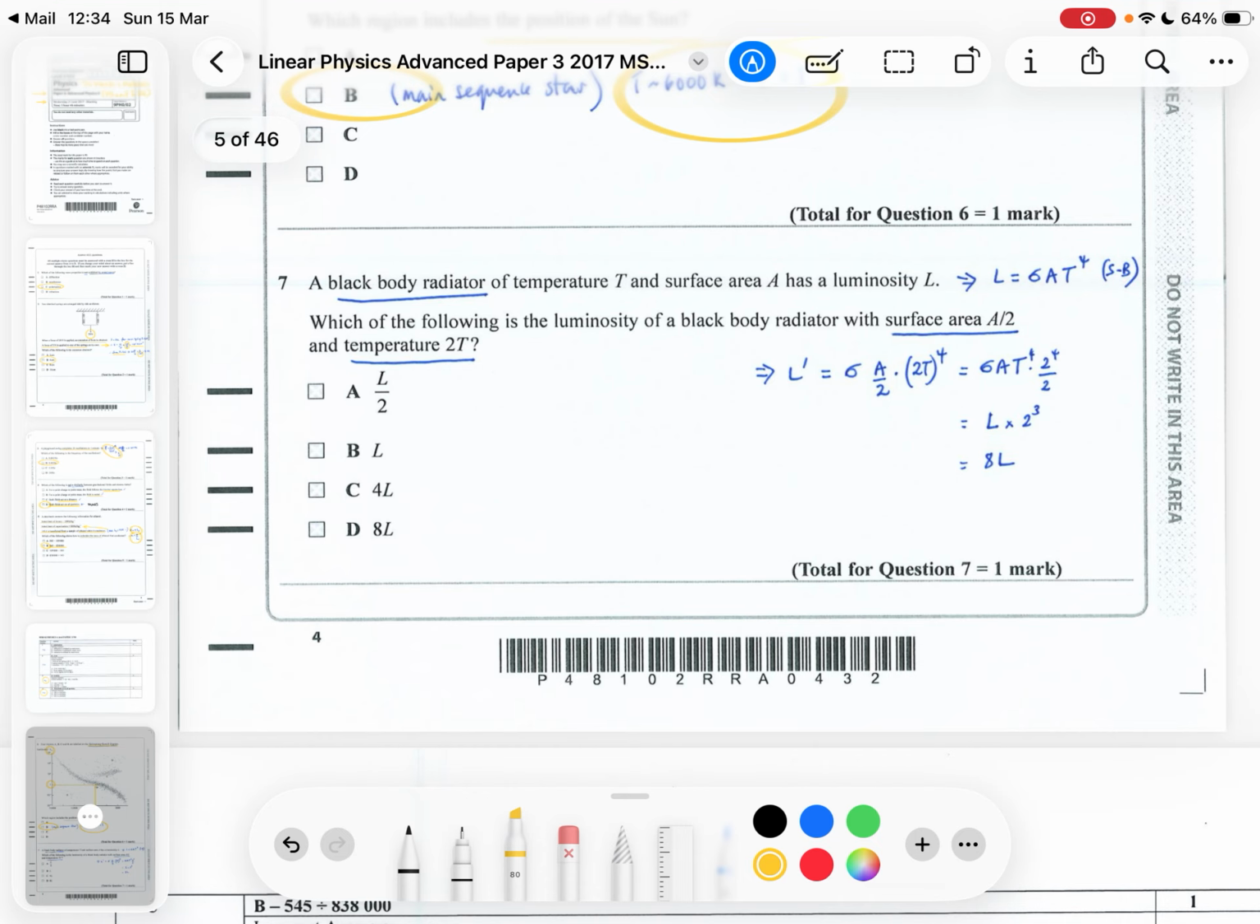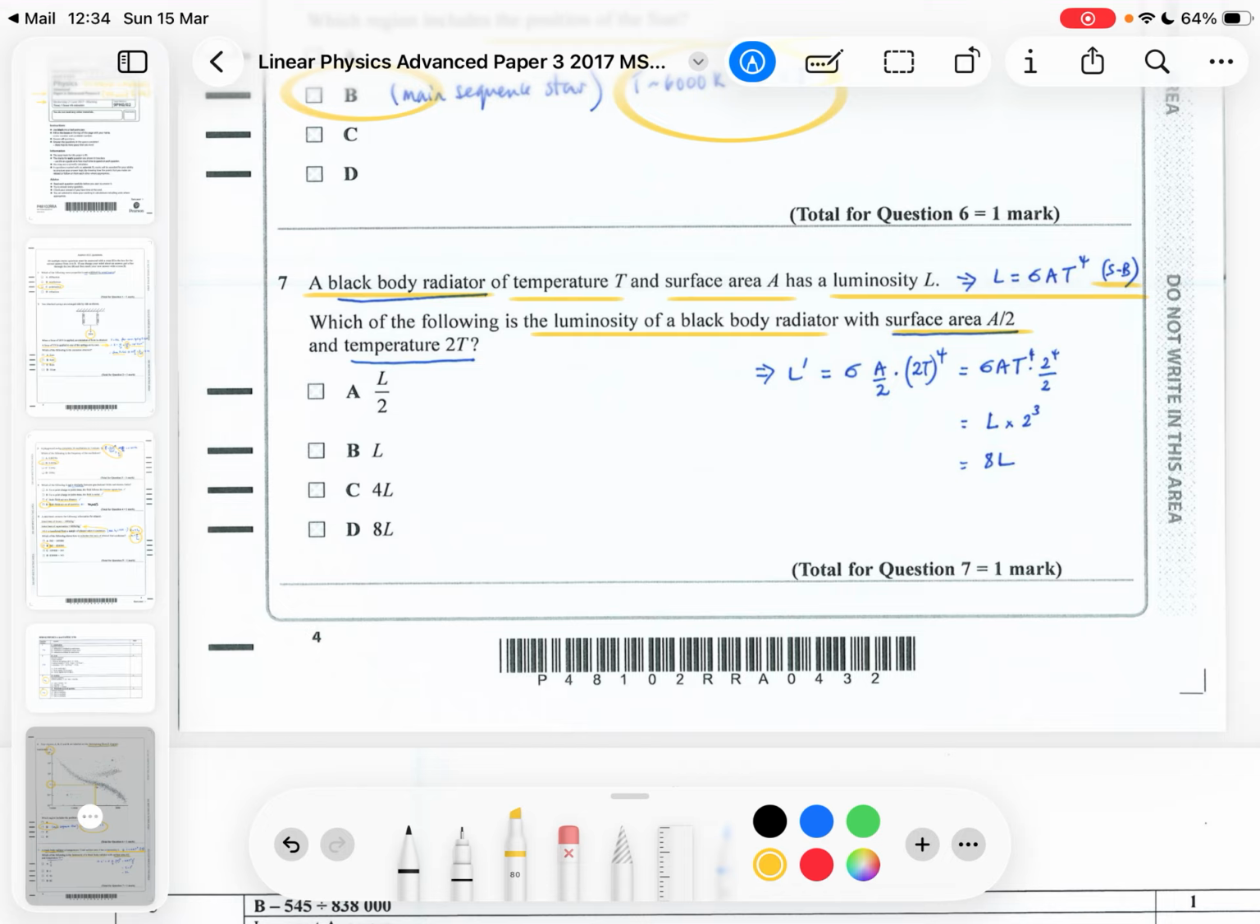And then a black body radiator of temperature T and surface area A has a luminosity which can be calculated using this equation, which is the Stefan-Boltzmann equation, which is on your formula sheet. Which of the following is the luminosity of a black body radiator with a surface area of A over 2?